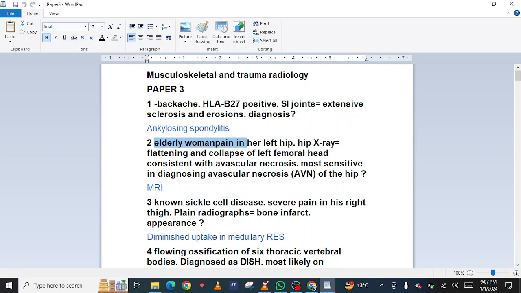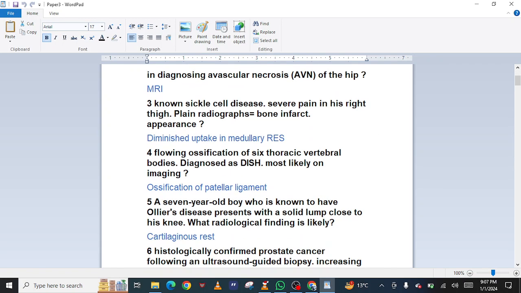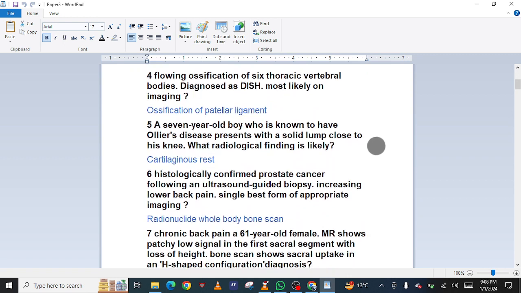3. Known sickle cell disease. Severe pain in his right thigh. Plain radiographs: bone infarct appearance. Diminished uptake in medullary region. 4. Flowing ossification of 6 thoracic vertebral bodies. Most likely on imaging: ossification of the patellar ligament.